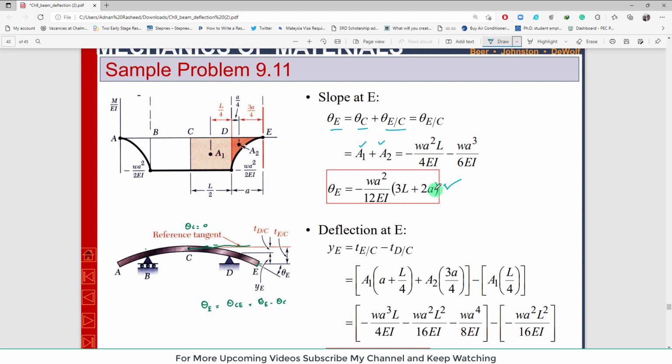Now we will move on to find the deflection. I will repeat it here. If you want to find the slope, you will use the first moment area theorem. The first moment area theorem is that the slope between any 2 points can be calculated and will be equal to the area under the M over EI diagram between these 2 points. And if you are interested to find out the deflection, you will use the second moment area theorem.